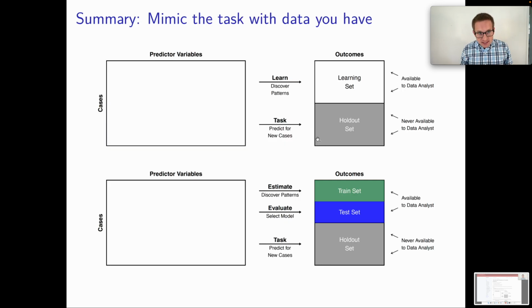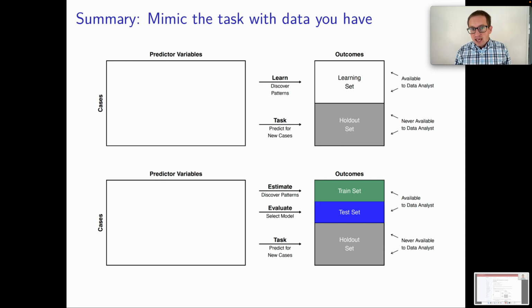So to summarize, the big idea here is that when selecting a predictive algorithm, you want to mimic the task you're attempting with the data that you have. So you never have access to this holdout set, but you know that your task is going to be to predict these cases drawn from the same population as your learning set. To mimic that task, you split your learning set into a train set and a test set. This allows you to mimic the task: you estimate in the train set and then see how well you can predict in the test set.